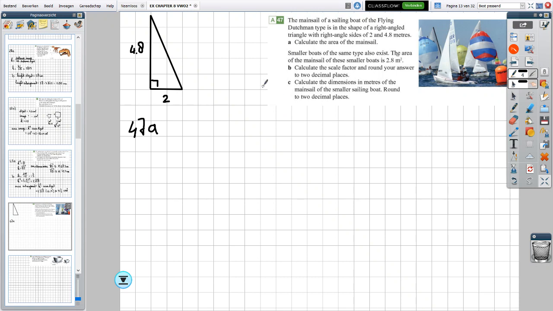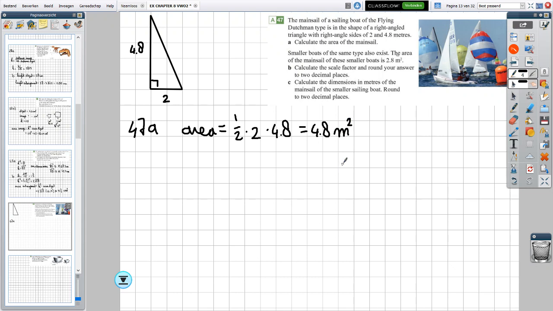The area, so that means I have to calculate using a half times side times matching height, right? So don't go off and use the Pythagorean theorem here. You can if you want to, but they don't ask us this length right now. They just ask us the area of this thing. And if I use this as a side, and this is the matching height because it's perpendicular to it up to the next vertex, so it's a half times 2 times 4.8, which is just 4.8 square meters.